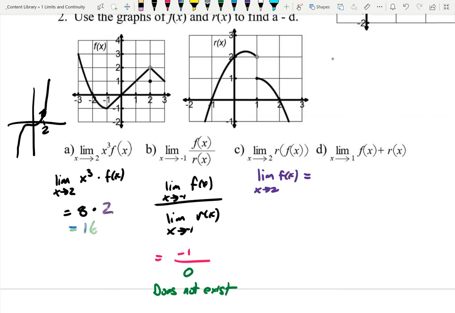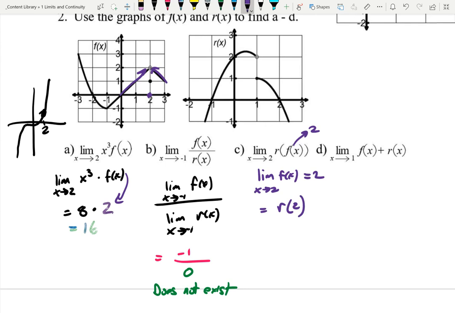So I'll get rid of this stuff. All right. Oh, we've already figured that out. We know, in fact, right here that it's equal to 2. So here's your 2 on f. When I approach and approach, I get a value of 2. So what that means is the inside of this function is going to approach 2. So this whole thing then is going to be equivalent to r of 2, because the inside is approaching 2.